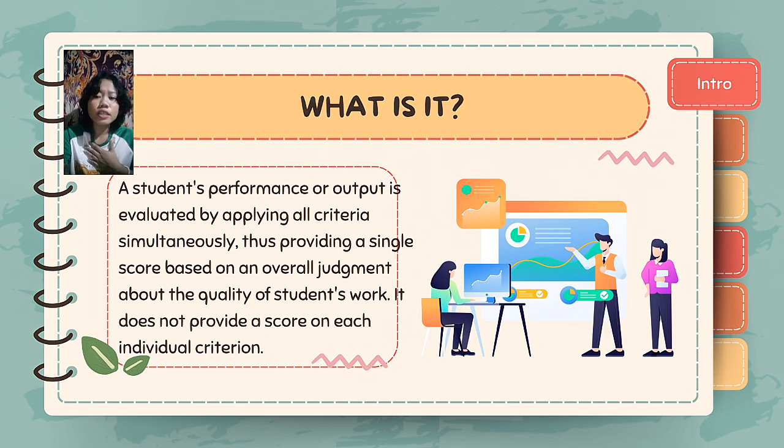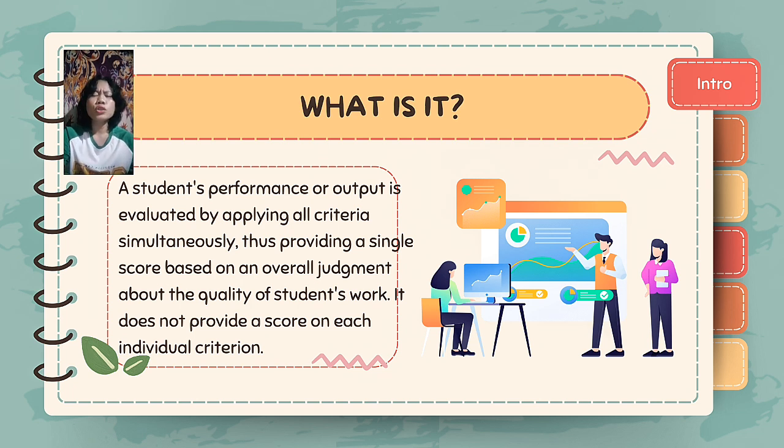Now, instead, the teacher will ask themselves, for example, overall, how good is the student's work, right? So they're going to ask that question. So after looking at the work of their students, the teacher gives one final score that represents the overall quality of the performance or output. So this is called overall judgment because the teacher decides the grade based on the general impressions, right? And the general impressions of the entire work.